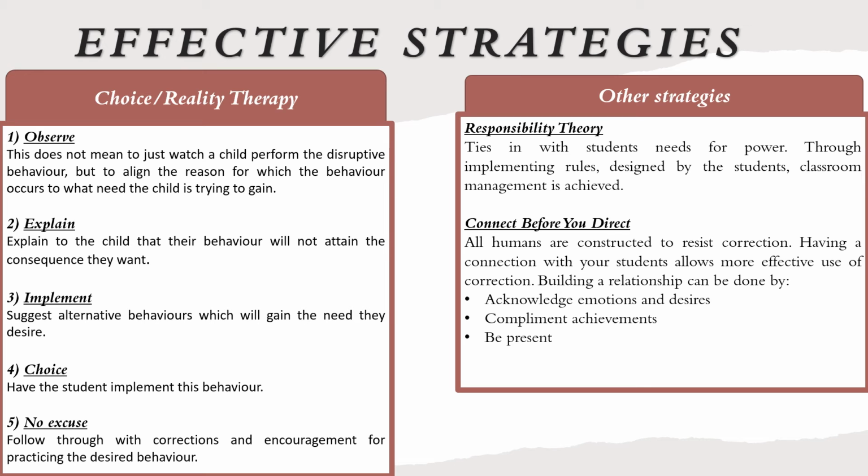After doing so, suggest alternative behaviors which will gain the need they desire, and finally have the student implement this behavior and follow through with corrections and encouragement for practicing the desired behavior. In performing the steps defined by choice/reality therapy, the ideal learning environment is achieved.